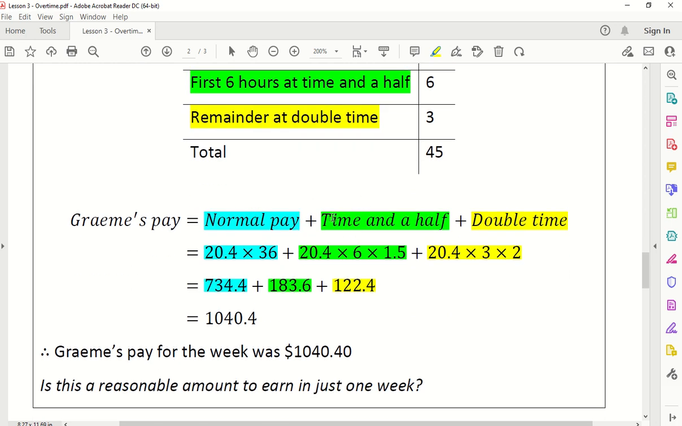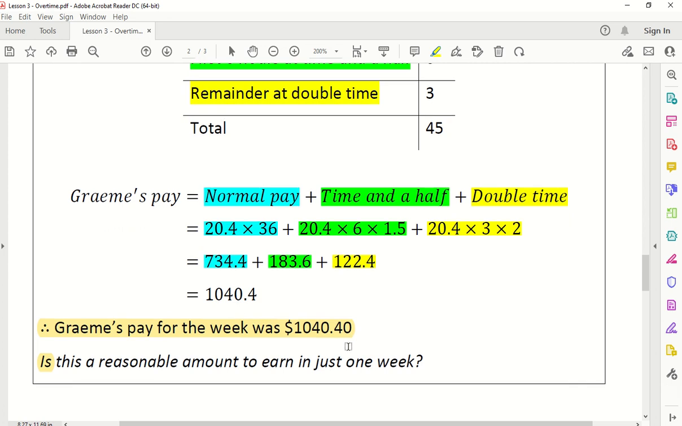I've set it up in a similar way to the earlier one. Graham's pay will be his normal pay plus his time and a half pay plus his double time pay. His normal pay, $20.40 multiplied by 36, giving me $734.40. His time and a half pay, $20.40 multiplied by the 6 hours at time and a half multiplied by 1.5, giving me $183.60. And then his double time is his hourly rate, $20.40, multiplied by those 3 hours he worked at double time, multiplied by 2, representing double, giving me $122.40. Adding it all up, I get $1,040.40.